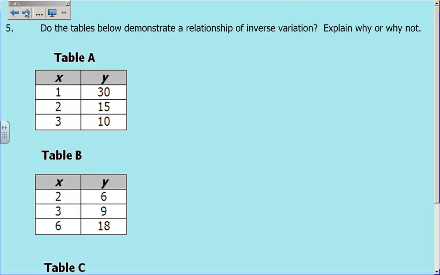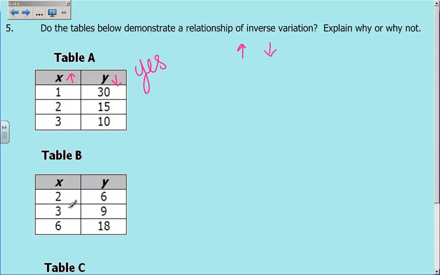So last thing here, we want to know if these tables demonstrate a relationship of inverse variation. Remember, in inverse variation, as one variable increases, the other decreases. And so they have to be doing opposite. So if you look at table A, the x values are increasing, they're getting bigger, and then the y values are decreasing, 30, 15, 10. So yes, this is an inverse variation, because as x increases, y decreases.